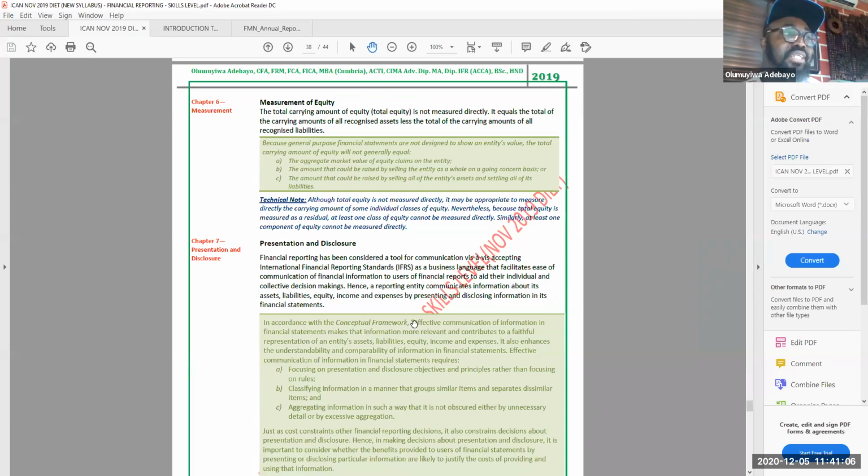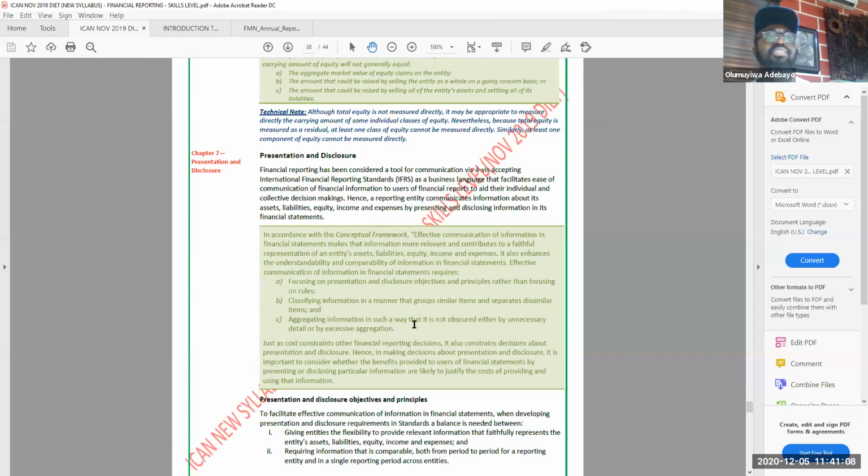Now let's move to chapter 7. Chapter 7 borders on presentation and disclosure. Presentation means the order in which we present information, or we provide information for the use of the stakeholders or users of financial reports.